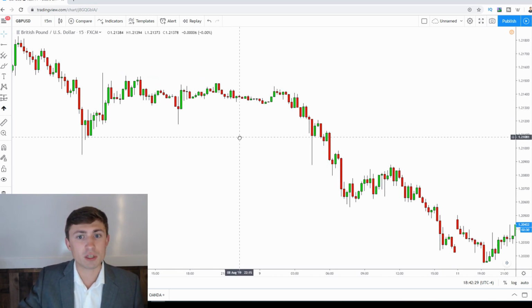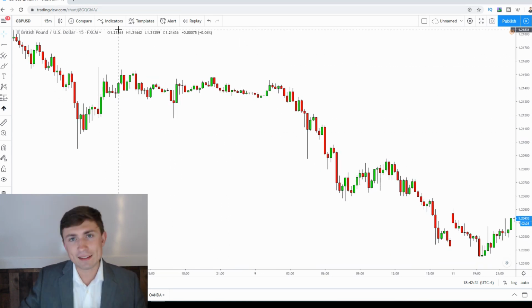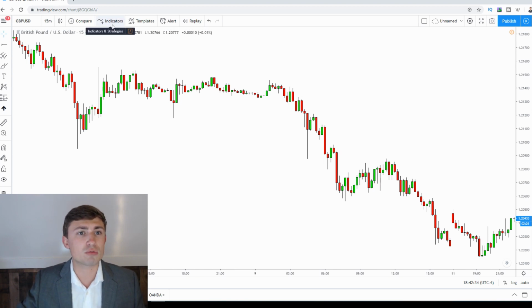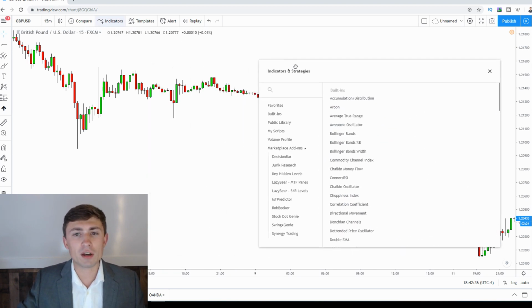Keep that in mind as we go forward. So what I'm going to do here is get that sessions indicator on here, because that is really, really important to me. What I'm going to do here is go to TradingView.